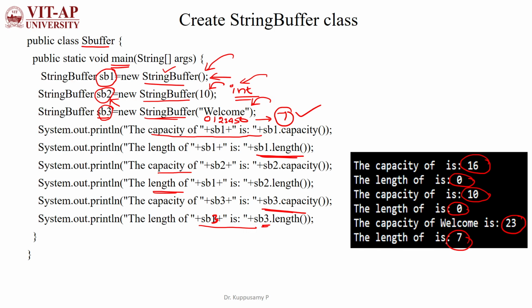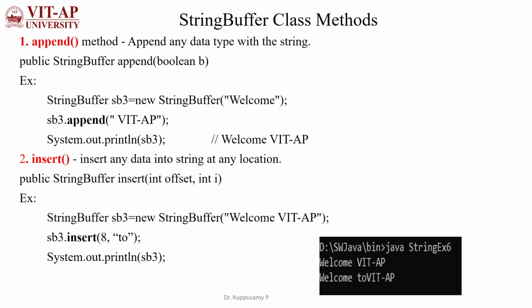So StringBuffer is used with these different methods, and the append method is there in the StringBuffer class, which is used to append any data type to the string. The syntax is given here: append of the boolean variable b. So as per this, sb3 is the variable of the StringBuffer class, and Welcome is the string we are passing.